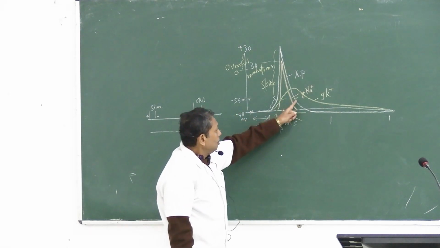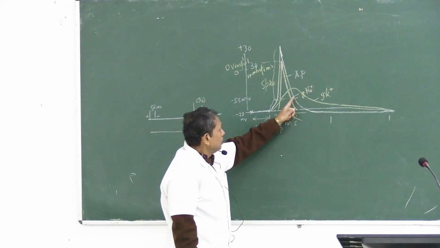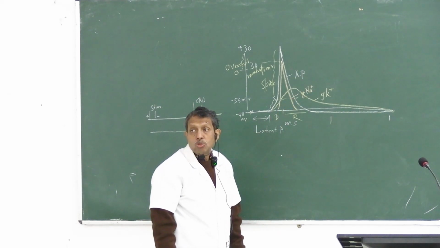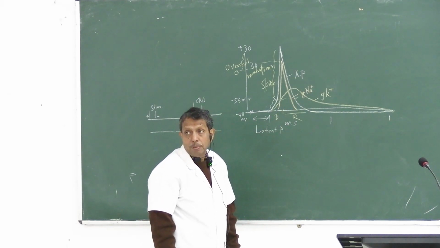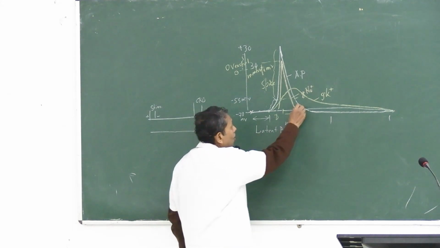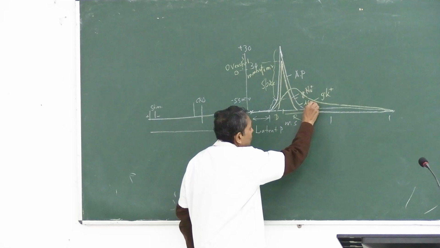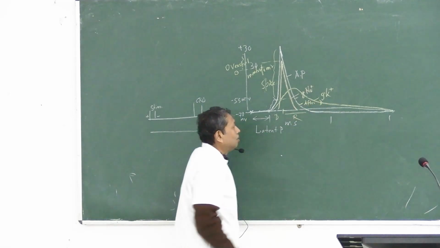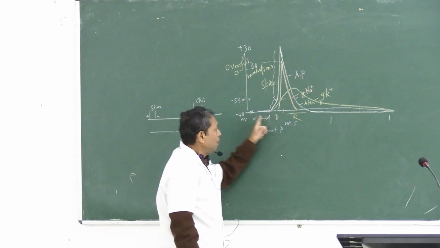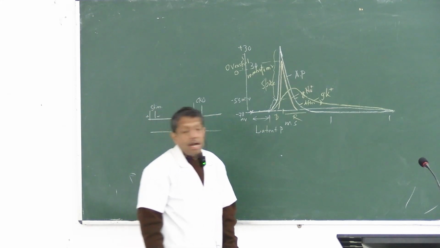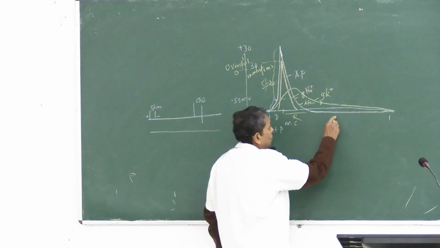The later part of the repolarization is a relatively slower process. After 70% or so, it is called after depolarization. And then it crosses the resting membrane potential line in the hyperpolarizing direction, and it is called after hyperpolarization.